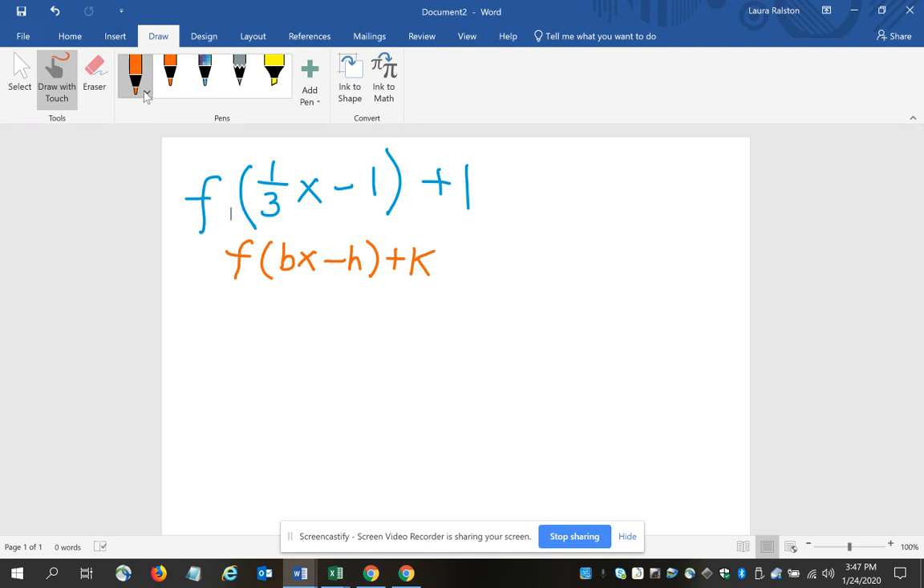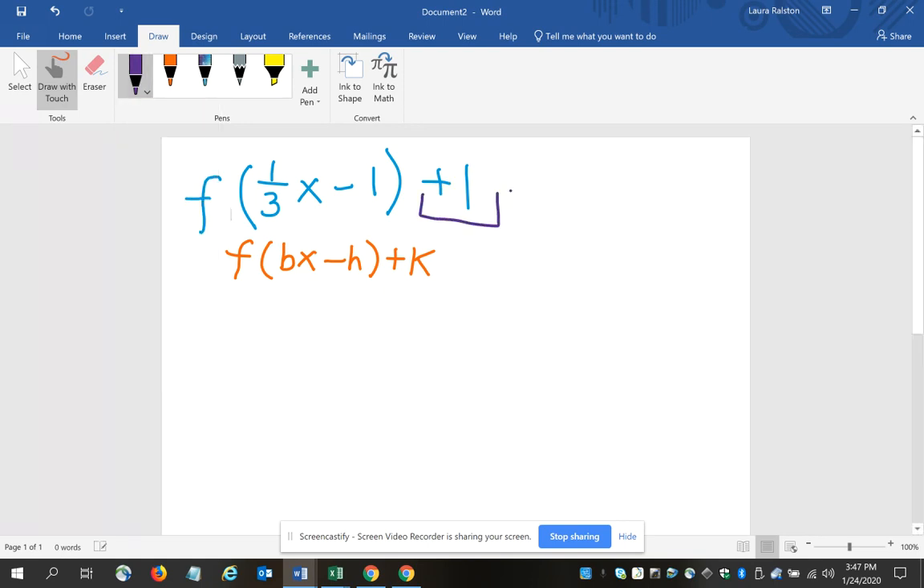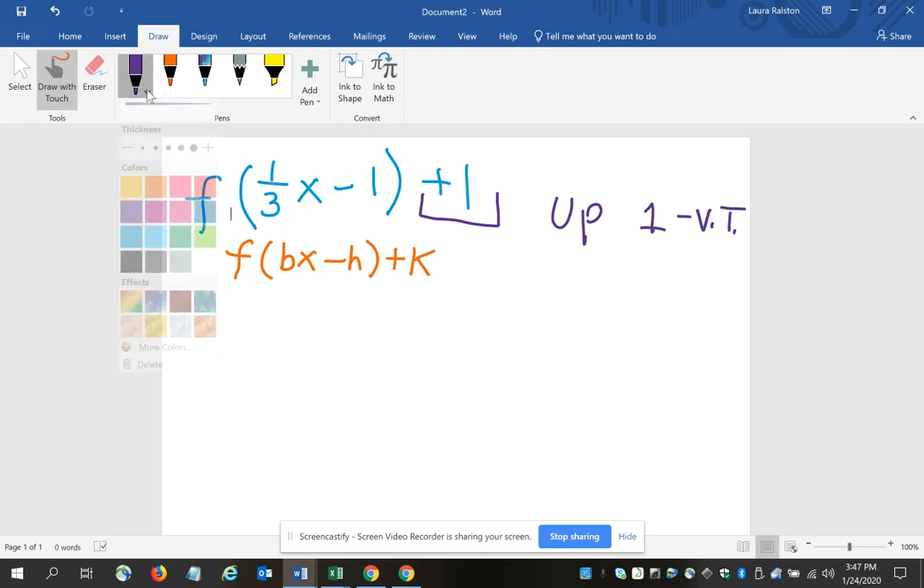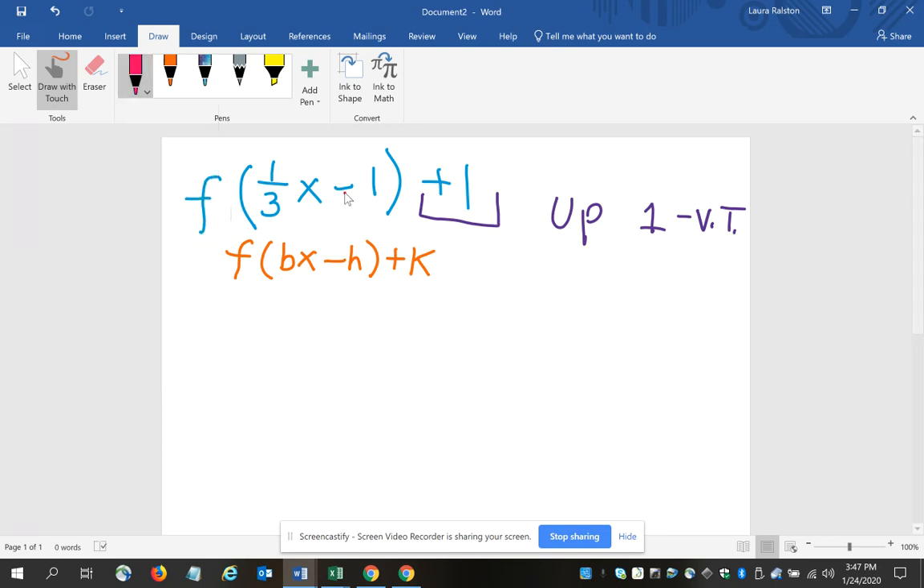And if you think about the placement of those numbers, when you're writing it out, it really doesn't matter which one you start with. So if we go to plus 1, which is tagged at the end, that's your k, that's going to tell me to go up 1. That's your vertical translation or vertical shift. Then I want to look at the minus 1 inside the parentheses. When it's inside the parentheses, that means it's going to be a horizontal translation.